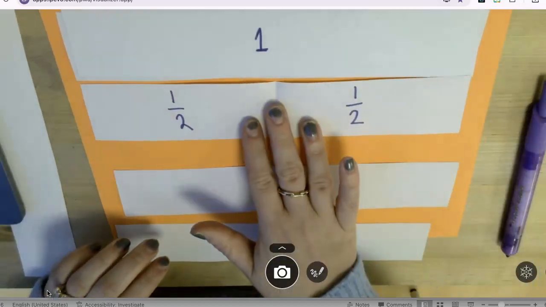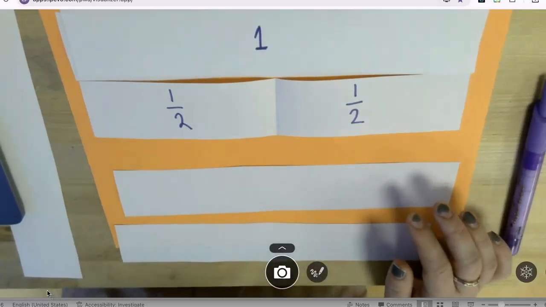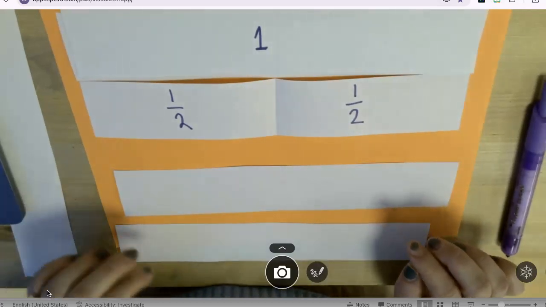I want you to start to think, what do you notice about the parts? What do you notice about the whole? What's changing? What's staying the same? What do you notice about the size of the parts?